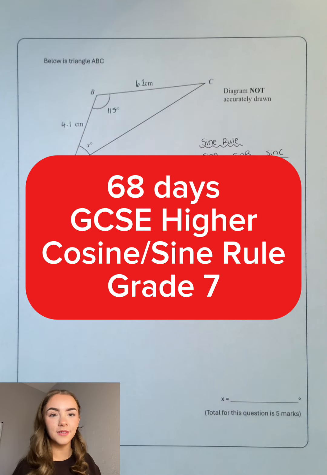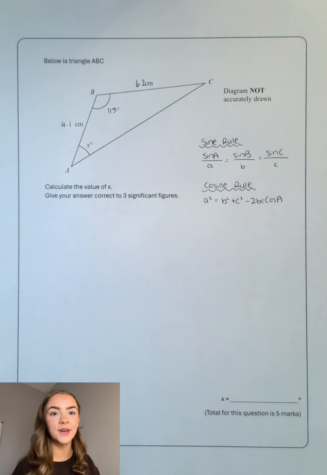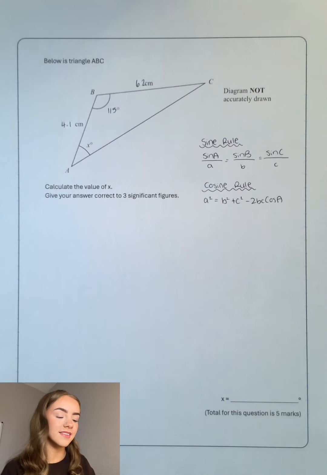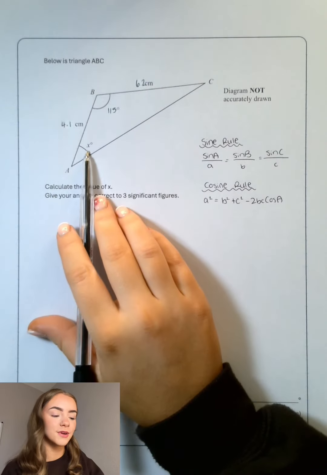68 days until GCSE Maths Paper 1. Pause the video, have a go at this question, and then we'll have a look at it together. Below is triangle ABC. Calculate the value of x to three significant figures.